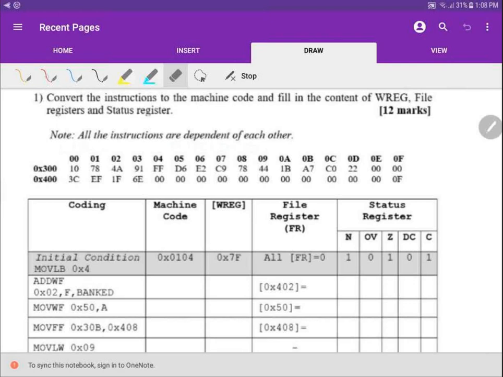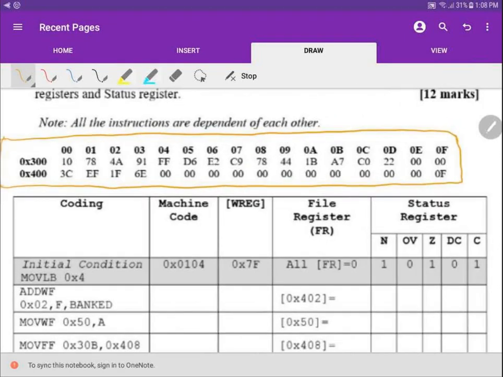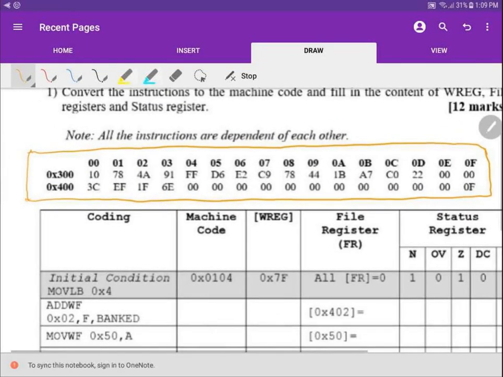And if you see this part, this is what we call a memory map. So do you know how to read this? Now, whenever you see hex 300, hex 400, this address, which memory do you think this belongs to? Data memory. So this is in data memory, right? Data memory address. And you see that you have 00 01 02 03 04 5.